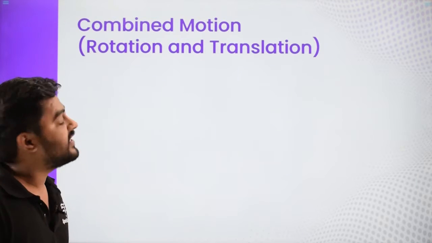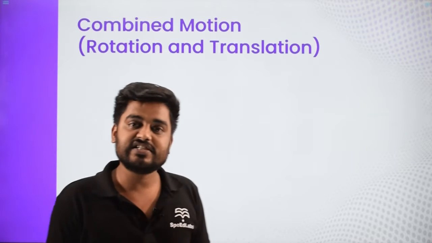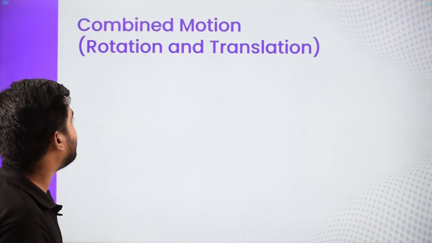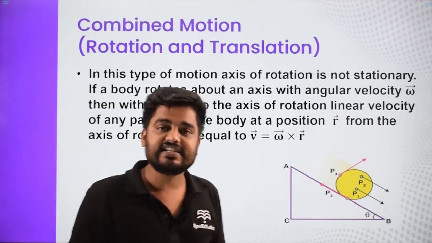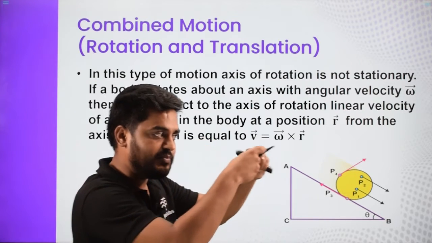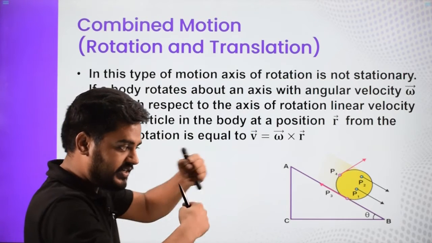Let us discuss the combined motion, rotational and translation. An object which is rotating as well as translating, we are going to talk about the motion of that object. In this type of motion, till now the object was only rotating, but now the axis of rotation will also move. So it is going to rotate, and it is going to translate.